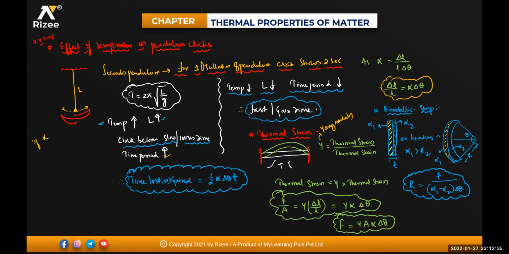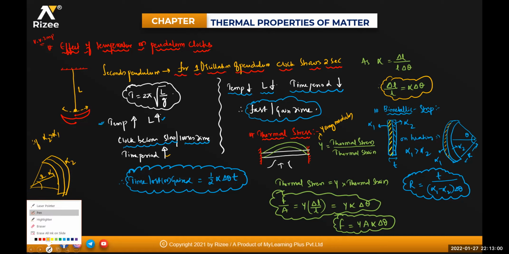If alpha 2 is greater than alpha 1, then this shape will become something like this. This will make an angle theta. So this will become alpha 2 and this will become alpha 1. Whichever is larger, beta, that will be on the outer side. That you need to remember always.